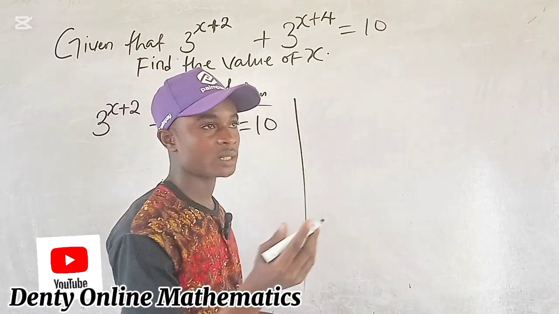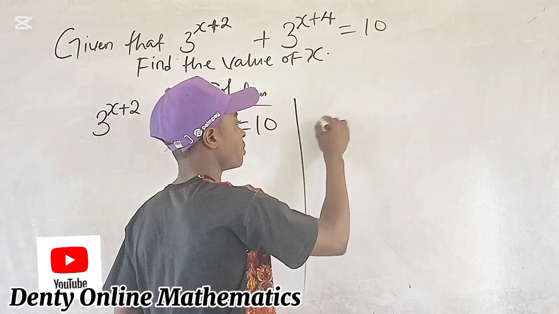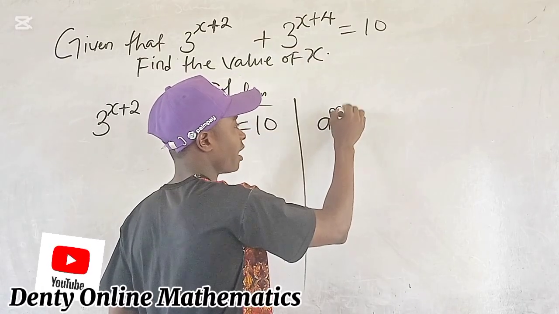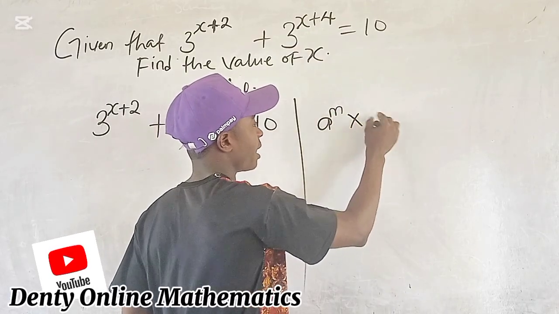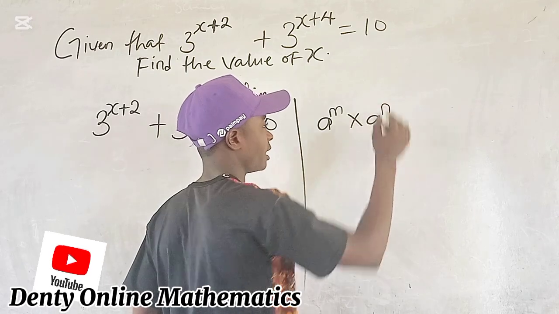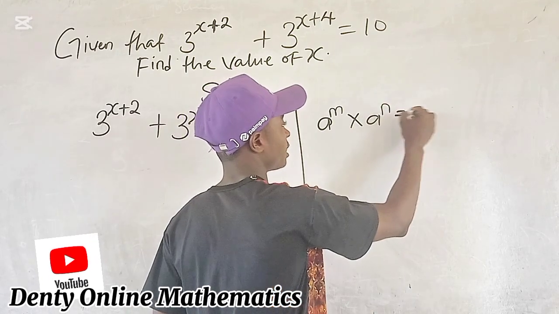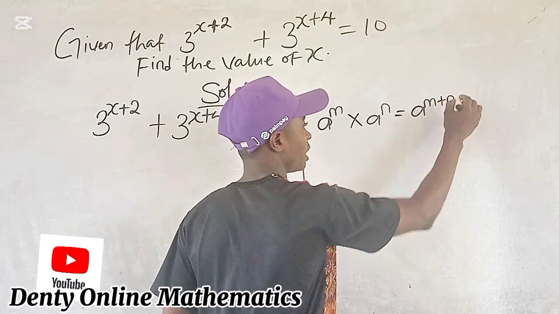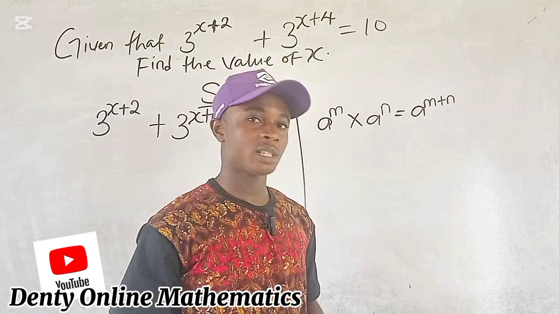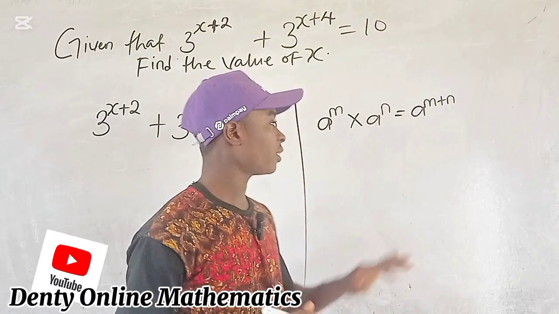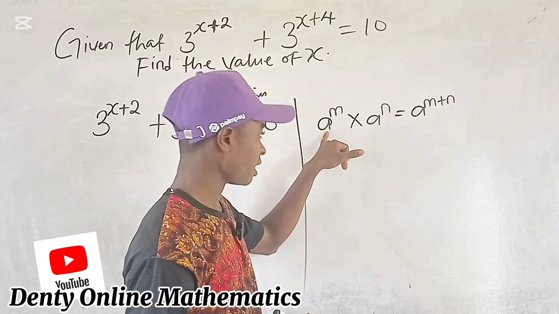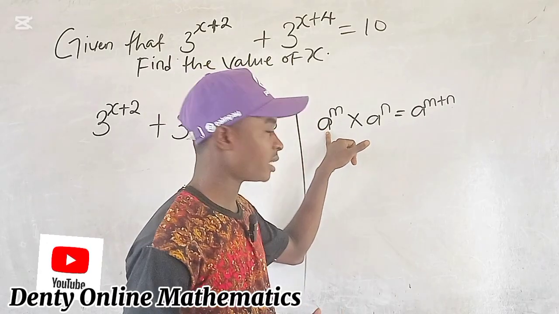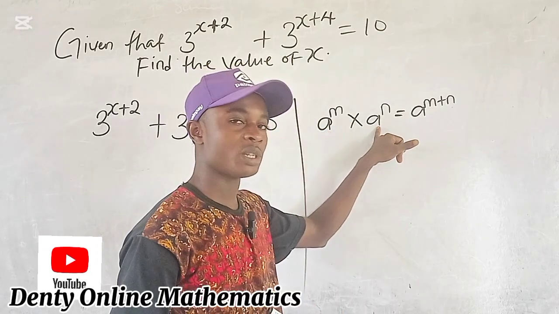By law of indices, if you have, for example, a raised to the power of m multiplied by a raised to the power of n, this is the same thing as a raised to the power of m plus n. What this means is, if you observe, we have a here. This a here is called the base. A here is also the base.